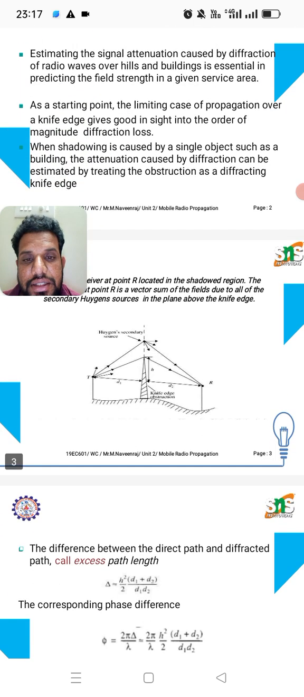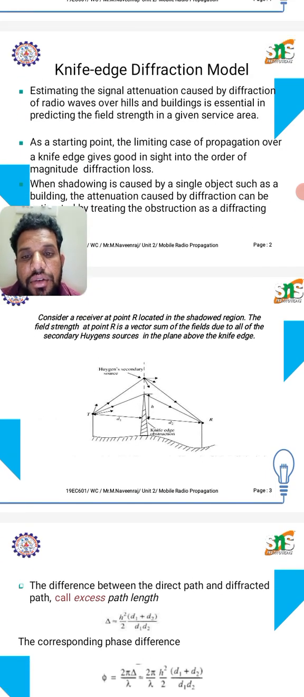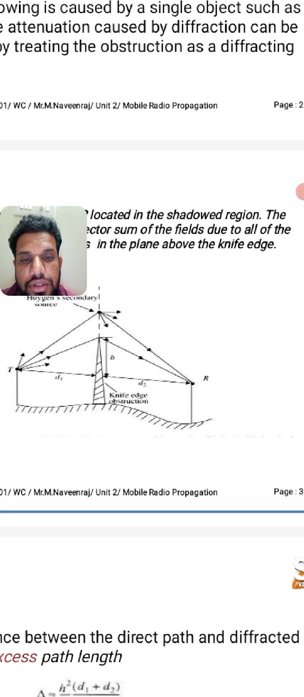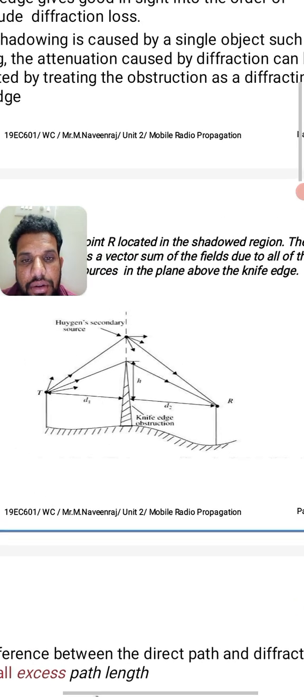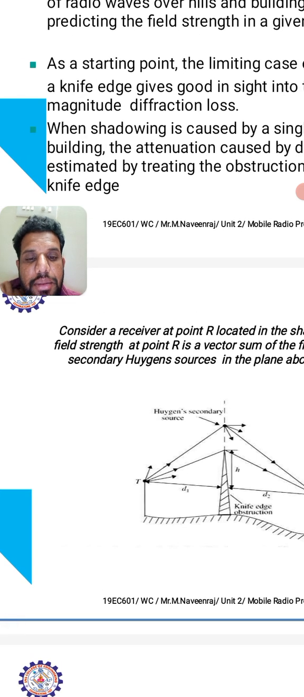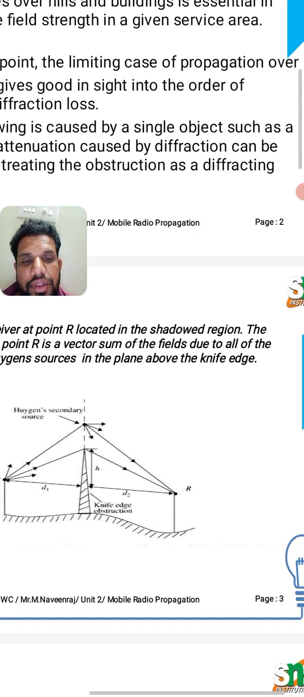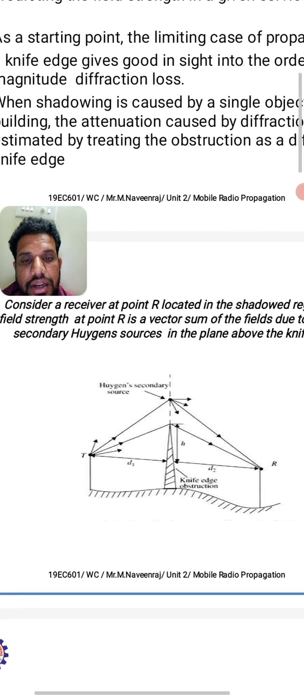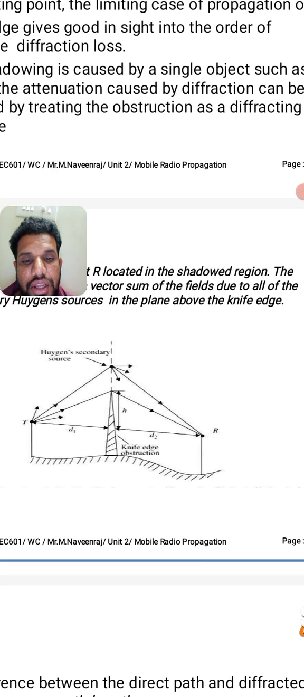So let's see an example and follow how the knife edge diffraction model performs. Consider a receiver at point R. This R is your receiver, which is located in the shadowing region. The field strength at point R is the vector sum of the fields due to all the secondary Huygens sources in the plane above the knife edge. Above the knife edge there are so many sources that we call Huygens sources.